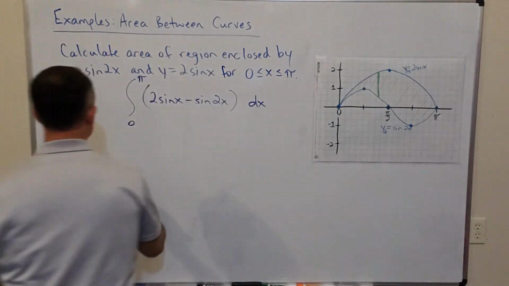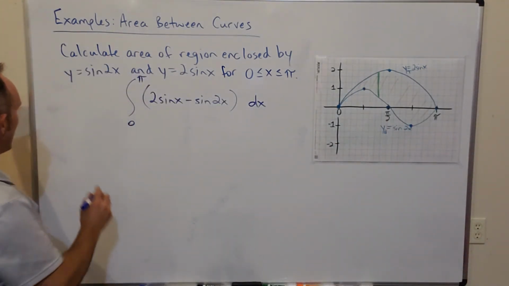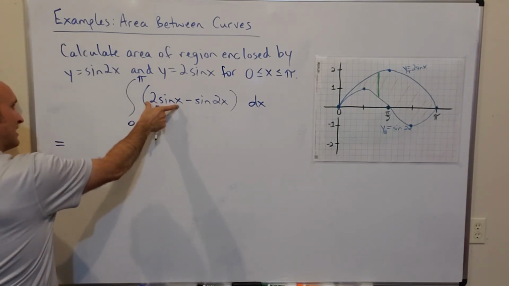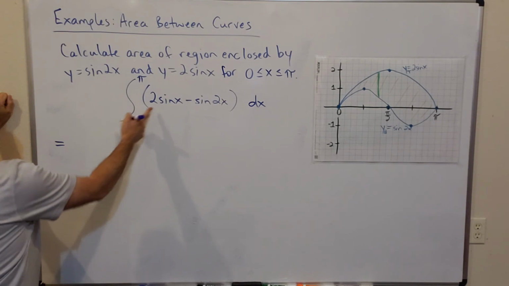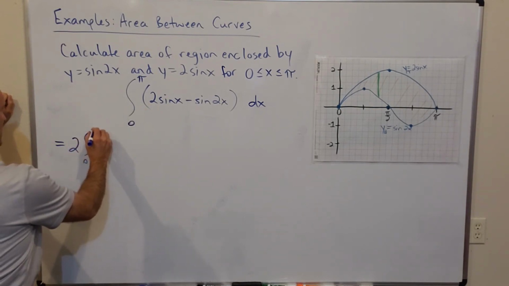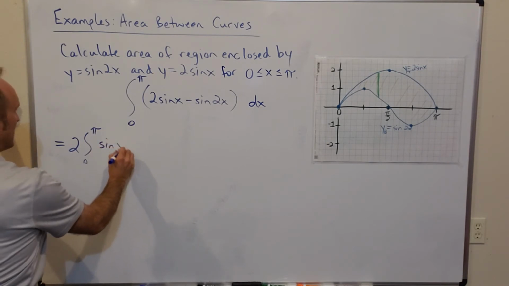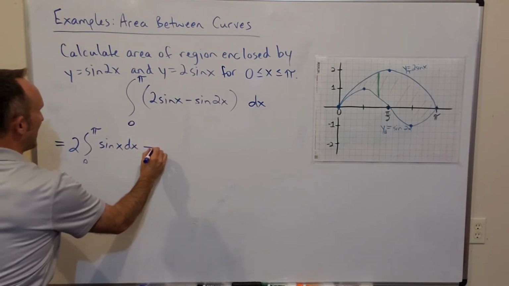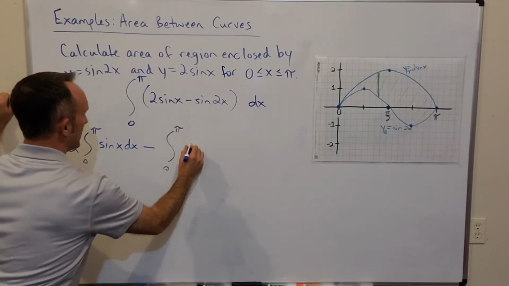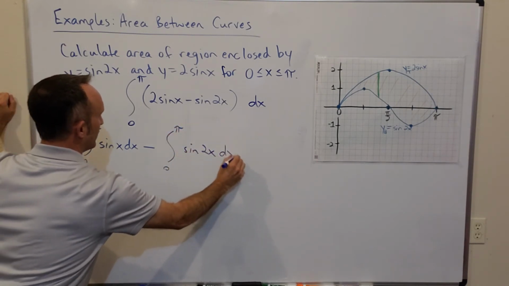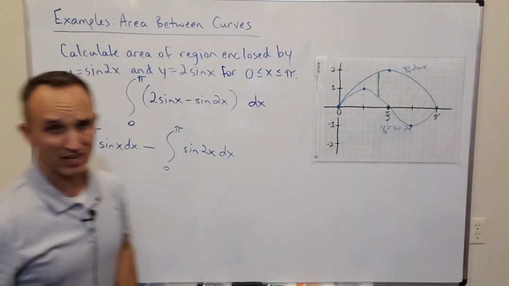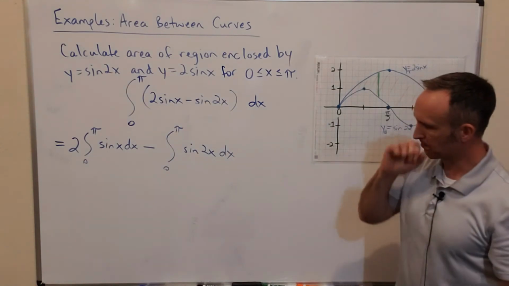So the best way to start this is going to be to split the integral apart. So take this integral minus this integral. And in fact, when we do this, we're going to factor out that coefficient of 2. So we've got 2 times the integral of sine x dx minus the integral from 0 to pi of sine of 2x dx. Now the reason I'm splitting these apart is because I know the antiderivative of sine of x.